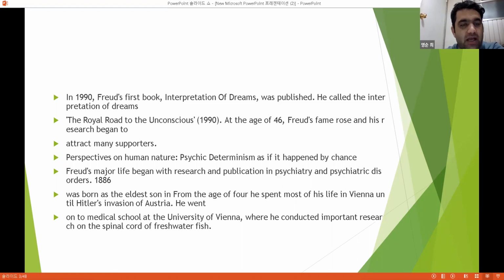Freud's major work in life began with research and publication on psychiatry and psychiatric disorders in 1886. He was born the eldest son, and from the age of 4 he spent most of his life in Vienna, until Hitler's invasion of Austria. When the Germans invaded Austria, until that time, he was there. He went on to medical school at the University of Vienna. Vienna is the capital of Austria, and there he conducted important research on the spinal cord of freshwater fish.